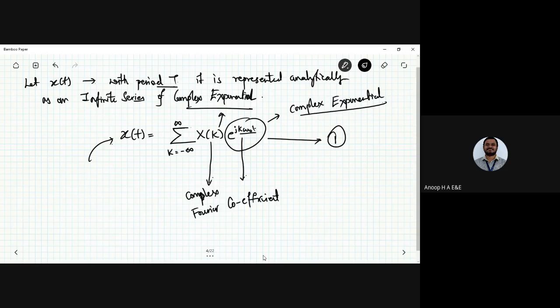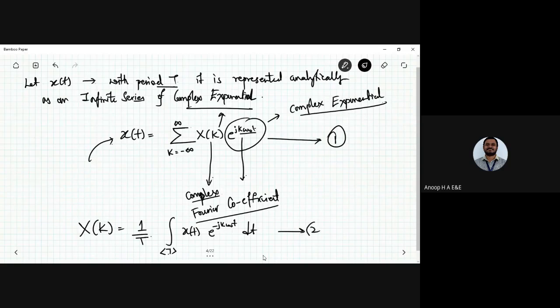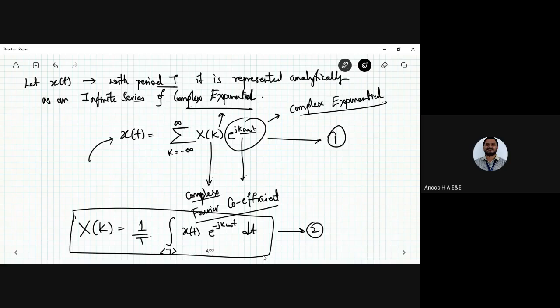This is the complex exponential, and this one is the complex Fourier coefficient. Now this x of k is represented as 1 divided by T, integral over T, x of t e power minus j k omega naught t dt, which is equation number 2. So x of k is written as 1 by T integral of x of t into e power minus j k omega naught t dt. This integration is performed over a period.